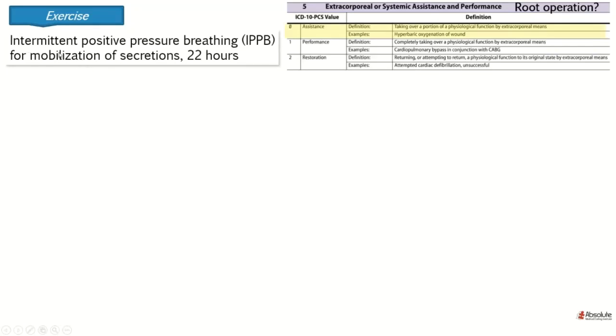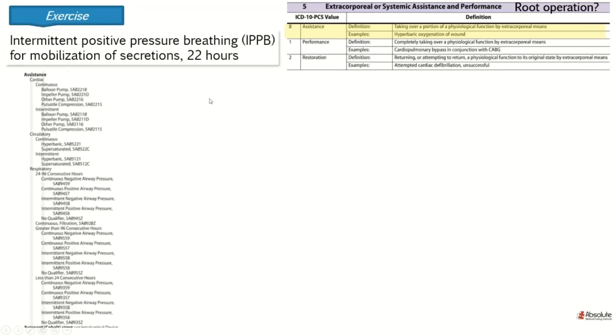And you know how you know? This is intermittent positive pressure breathing. So the patient is doing the breathing. Okay, so it's not completely taking over the body part, but it is taking over a portion, so it's helping it along. And let's go ahead and look up assistance in your alphabetic index. Assistance of what? Assistance of your respiratory system. And underneath that, let's see what we are coding for. Intermittent positive airway pressure. That's exactly what happened. Is this our CPAP? Could be. Or our BiPAP? Could be.